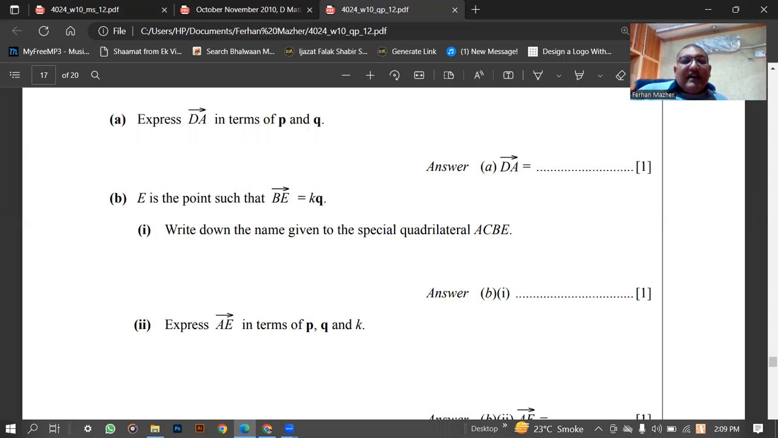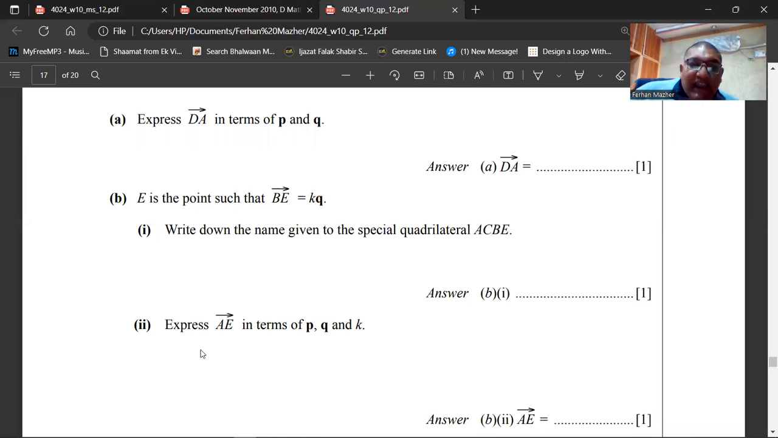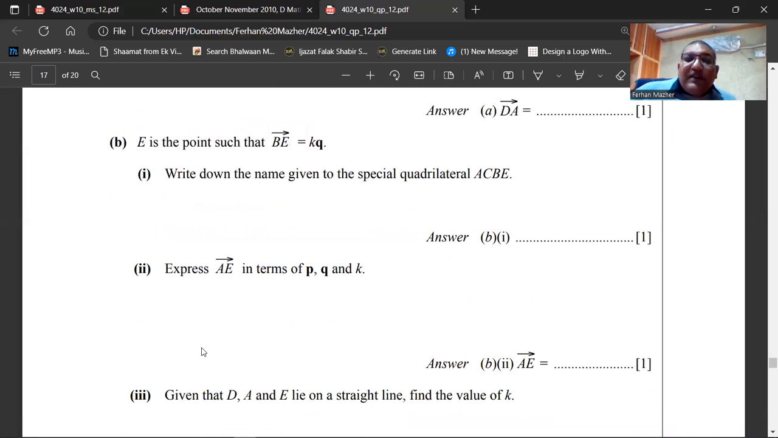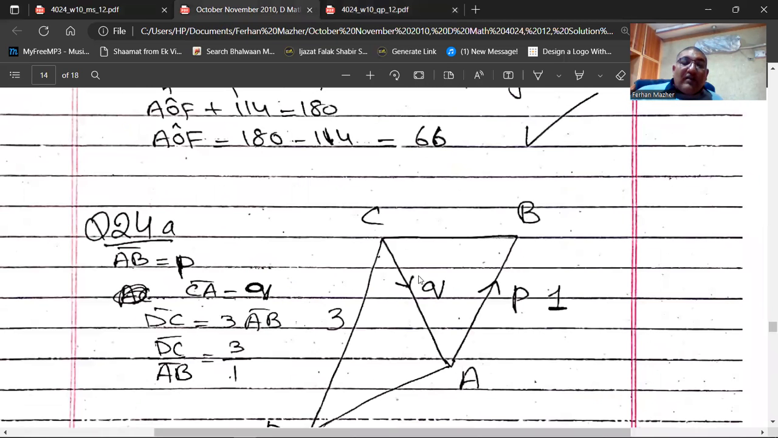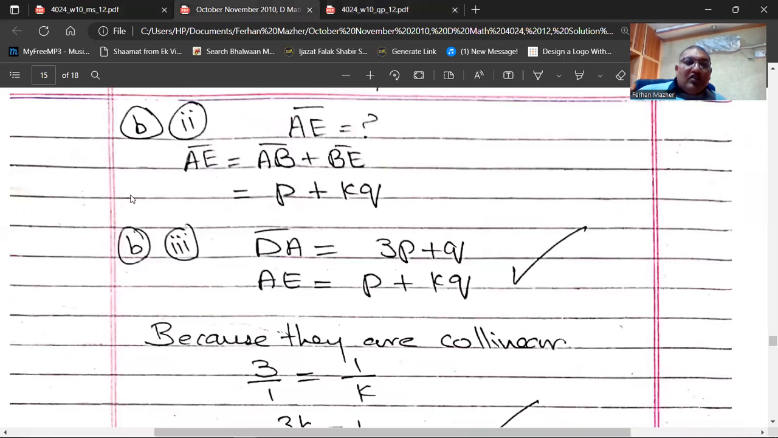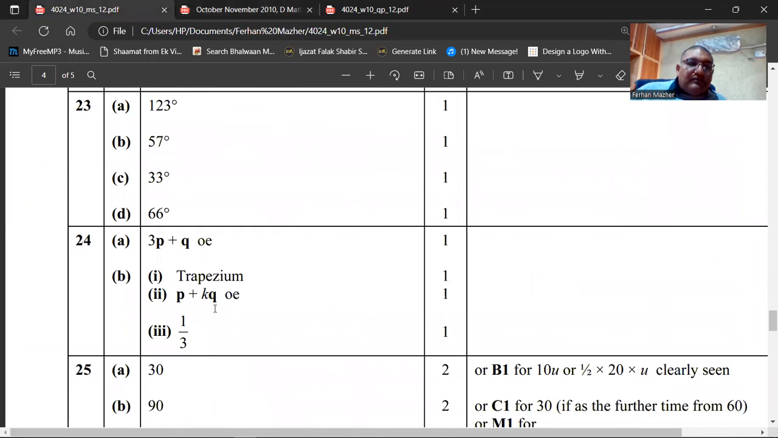Then the question is, express AE in terms of P, Q, and K. So they want you to find AE. I will go from A to C, or very simply, A to B and B to E. That's the bypass. So AE will be A to B, which is P, and B to E, which is KQ. So AE is P plus KQ.